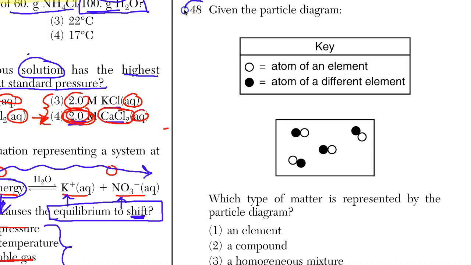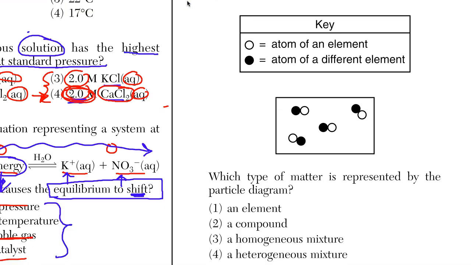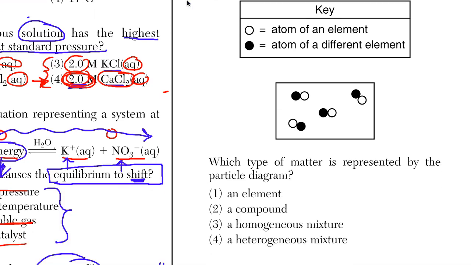Number 48, a particle diagram question. They love these. Sometimes you have to draw them. So they give you a little key, and they want to know which type of matter is represented by the particle diagram. Well, this is basically a classification of matter kind of question. And what we have is two different atoms chemically bonded. And two different atoms chemically bonded is called a compound.